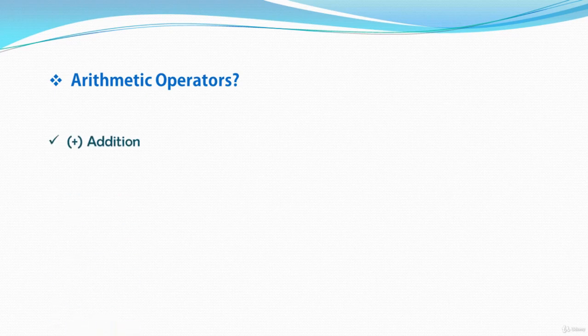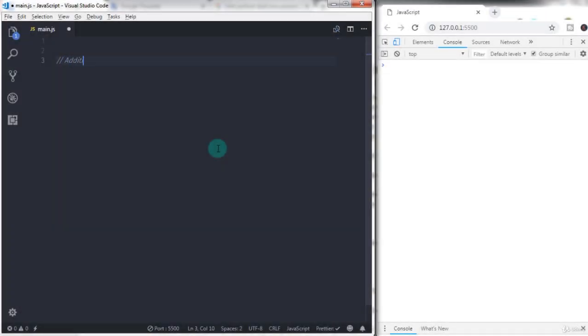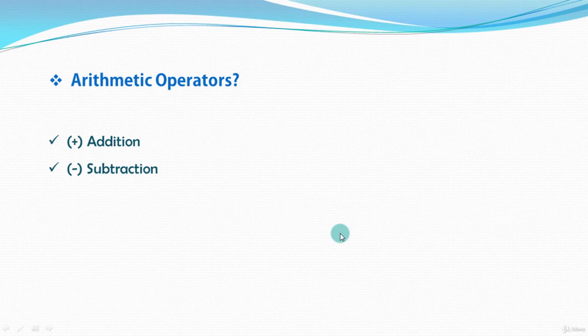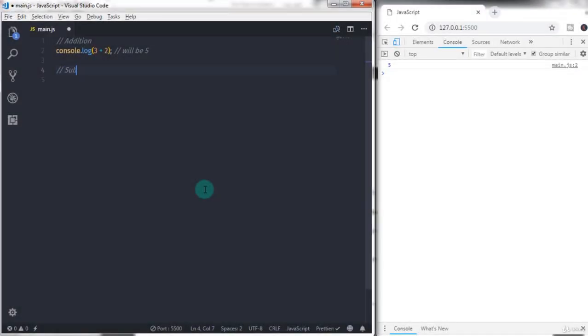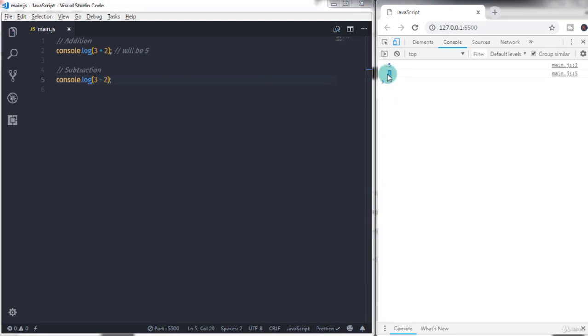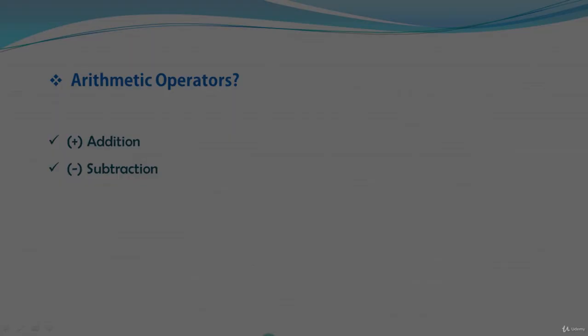First, plus. Plus is used for addition and also for concatenation. For example, 3 plus 2. The result would be 5. This operator evaluates right to left. Second, subtraction, used to subtract values. For example, 3 minus 2. The result would be 1. This operator evaluates right to left.